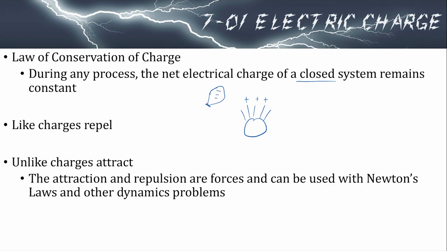Unlike charges attract. The attraction and repulsion are forces and can be used with Newton's laws and other dynamics problems. So the balloon is negatively charged, which means it sticks to the wall or the ceiling, which are neutral charges. Technically, it's going to be attracted to the positive charges at the surface of the other object, so the opposite charges are attracting.